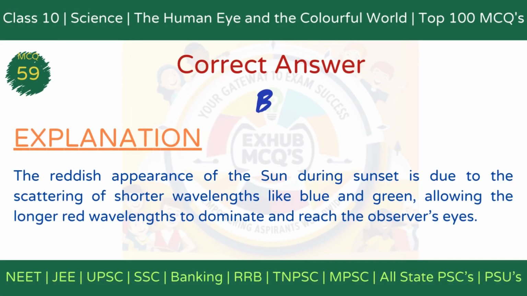The correct answer is option B, scattering of light. Explanation. The reddish appearance of the sun during sunset occurs because shorter wavelengths, like blue and green, are scattered away, leaving longer wavelengths like red to dominate the observed light.